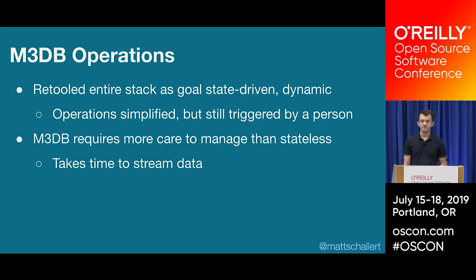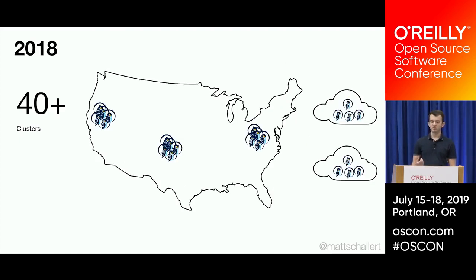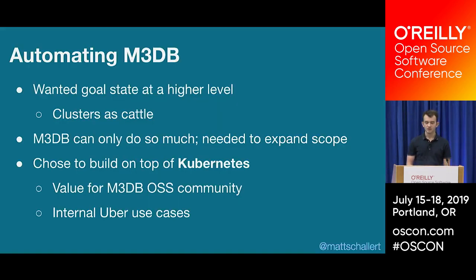And this is relevant because something else had changed over time, which is that our environment had become much more complex. Whereas in 2016 we had 2 M3DB clusters that we just managed across 2 data centers, by 2018, when we were facing all of these issues, we were managing over 40 clusters across many more data centers and across cloud environments. So what we really wanted was to be able to apply these same concepts of goal state and declarative management that we had at the single component level to the entire cluster or to many clusters. We really needed managing one cluster to require pretty much as much overhead as managing 10.